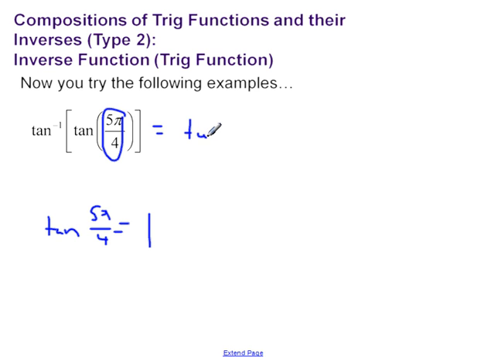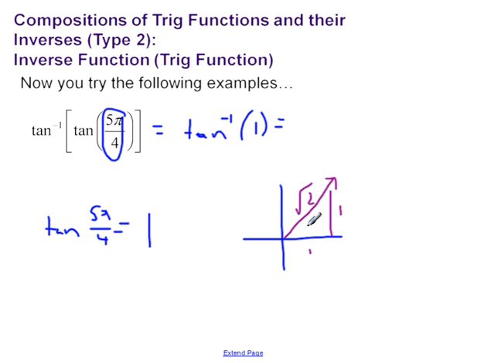So that means I have the tangent inverse of 1. So from working on that part, tangent inverse of a positive is in quadrant 1. It's 1, 1, root 2, which means that's 45 degrees. So my answer is 45 degrees, which is also pi over 4.